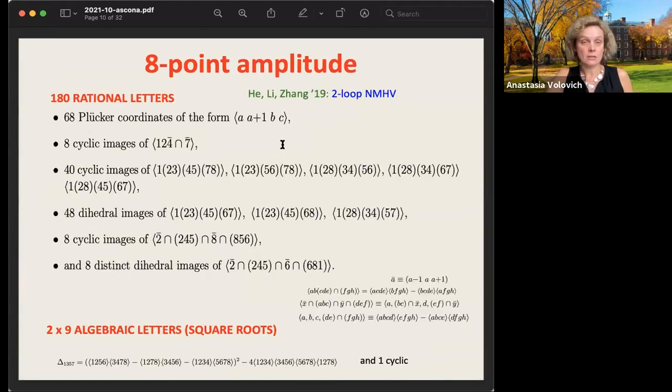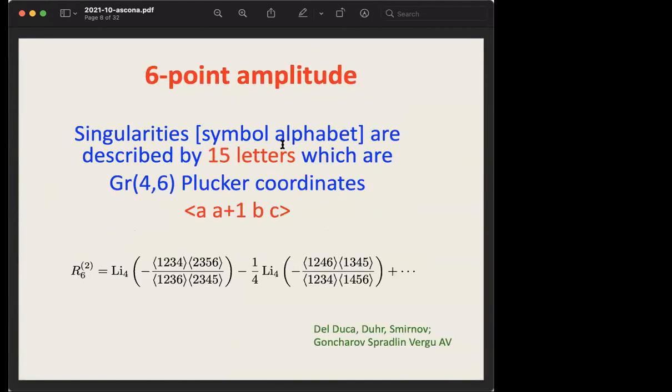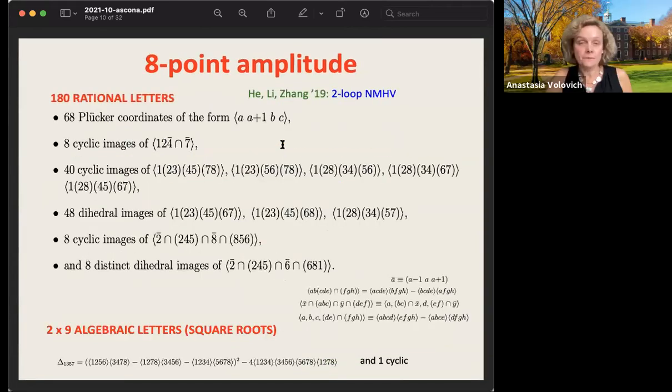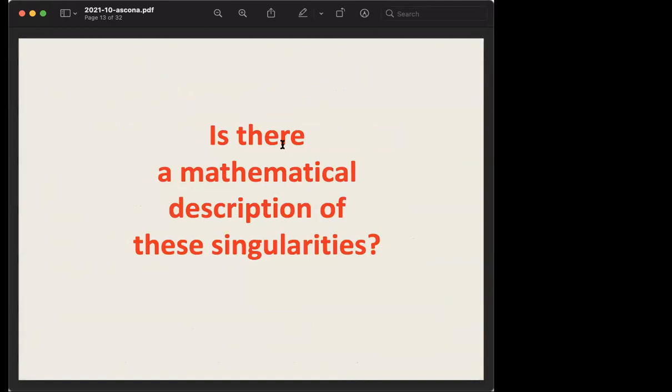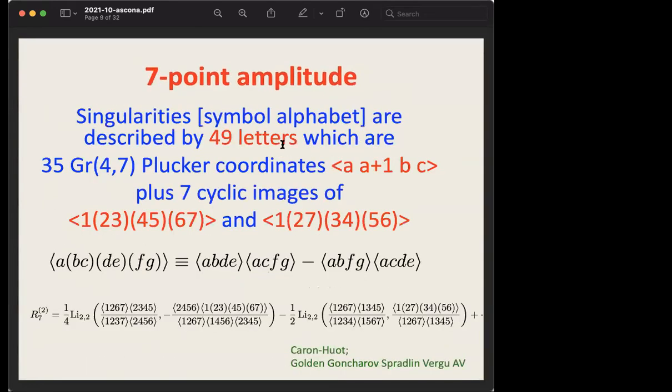I had a question. Yes. Imagine that you fix, let's say, a 6-point amplitude, but you want to study higher loops, so 3, 4, 5 loops. Is it clear how many letters we have?